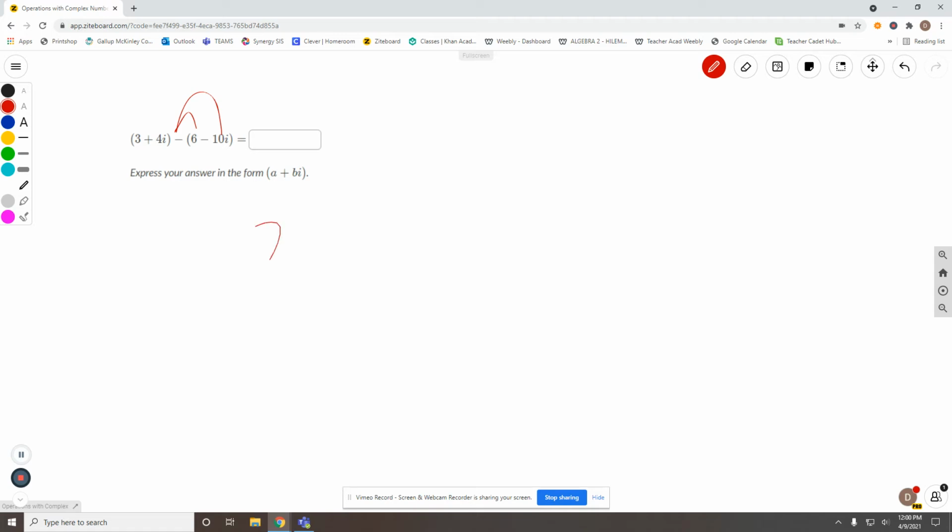We're going to drop the parentheses from the first part. But then we need to make sure that we distribute that negative to both, so minus 6. And we're also going to subtract a negative 10i. So that's going to be subtracting a negative 10i, or it's just going to become positive, so adding a 10i. Distributing the negative is the part that trips people up.